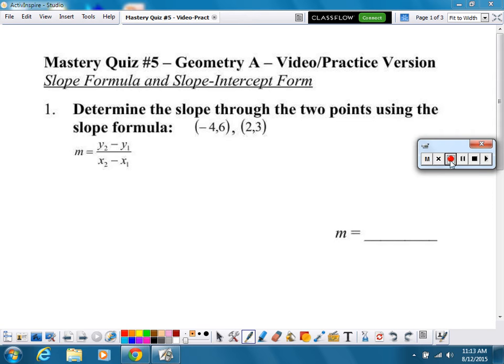Greetings once again. We're looking at Mastery Quiz number 5 for geometry. It has a lot to do with some algebra skills here, finding slope and writing equations, so hopefully a lot of this will be review for you.